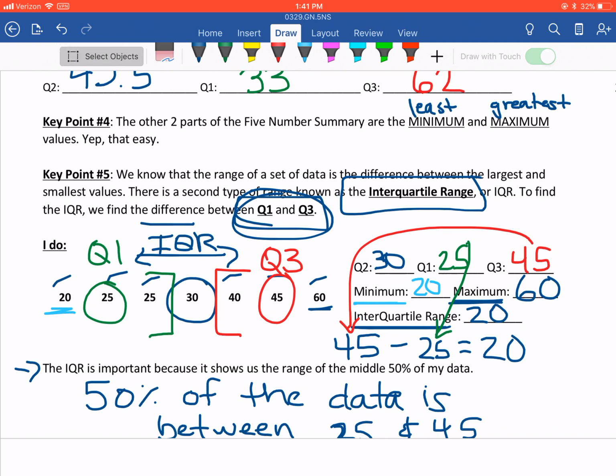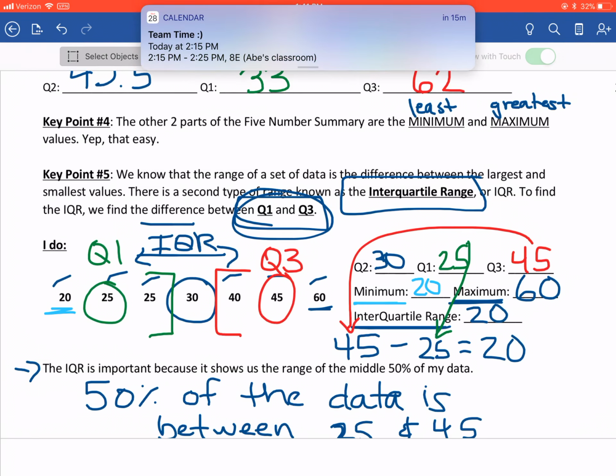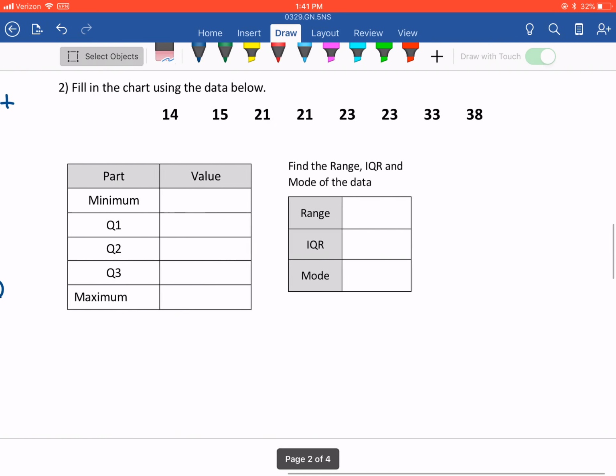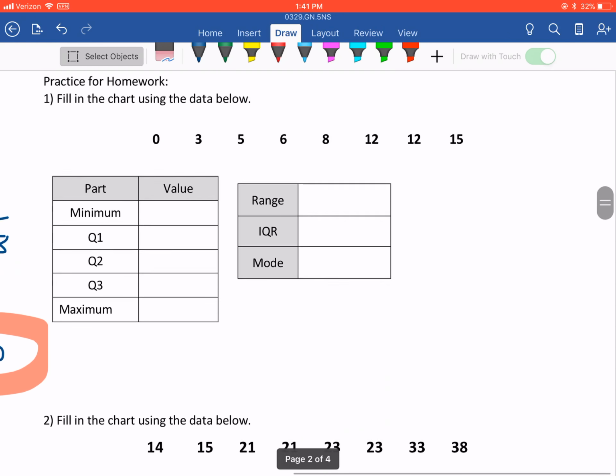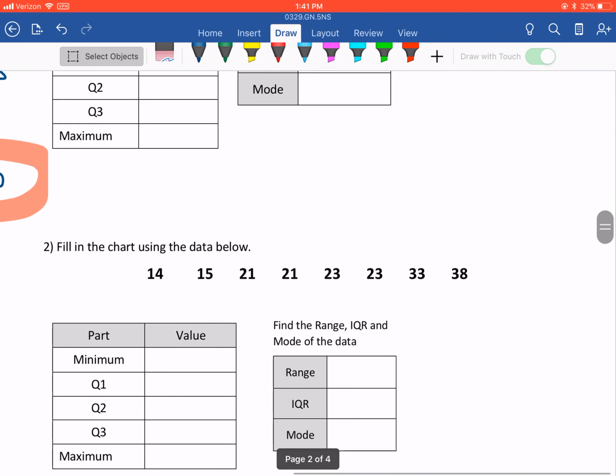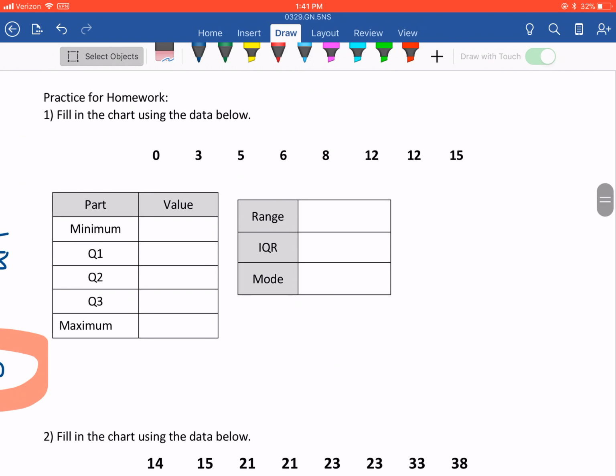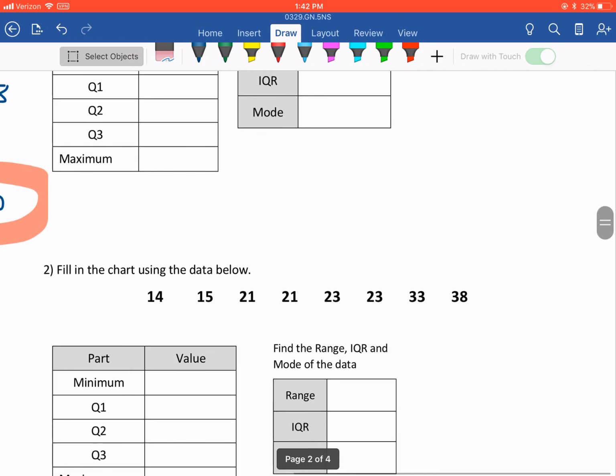All right, so 5-number summary: minimum, Q1, Q2, Q3, maximum. There are 2 sets of numbers here, number 1 and number 2. Your job for homework is to find the minimum, Q1, Q2, Q3, and the maximum. Then find the range, the IQR, and the mode. Again, if you don't know what one of these are, I really suggest you go back and look at your notes. This should not take you more than 10 minutes. If it's taking you more than 10 minutes, then you need to go back and check over.